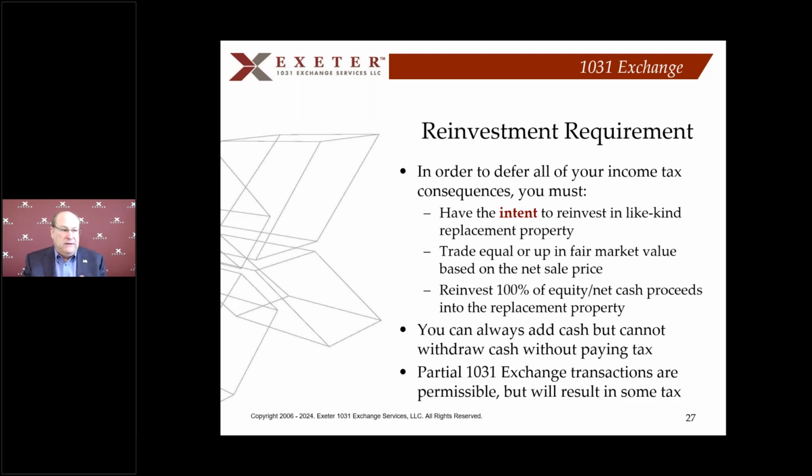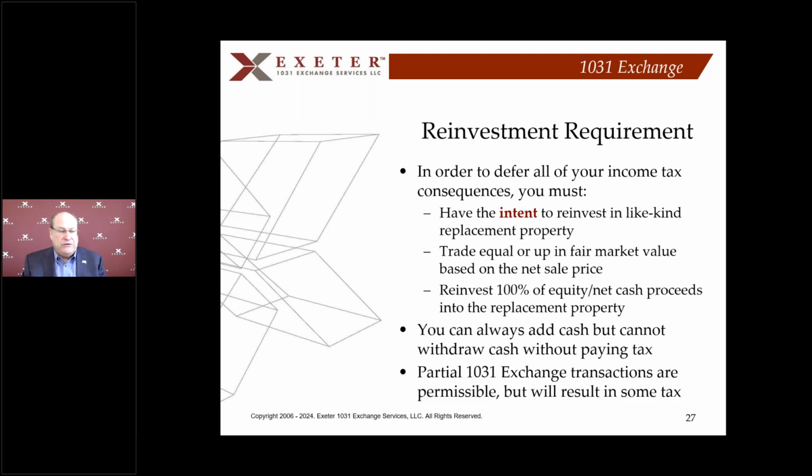It's the top line. It's all about, number one, you have to have the intent to reinvest. After that, you have to make sure that you trade equal or up in value, which means, let's say you sell for $5 million, you are allowed to subtract your routine selling expenses. So your broker's commission, title, escrow, etc. And then with that, you're going to get a net sale price. So if you sell for $5 million, you subtract your routine selling expenses, your net is going to be, I don't know, say 4.7 to 4.8 million. That's the magic number. That's what you have to reinvest. You have to trade equal or up in value based on that 4.7, $4.8 million value.